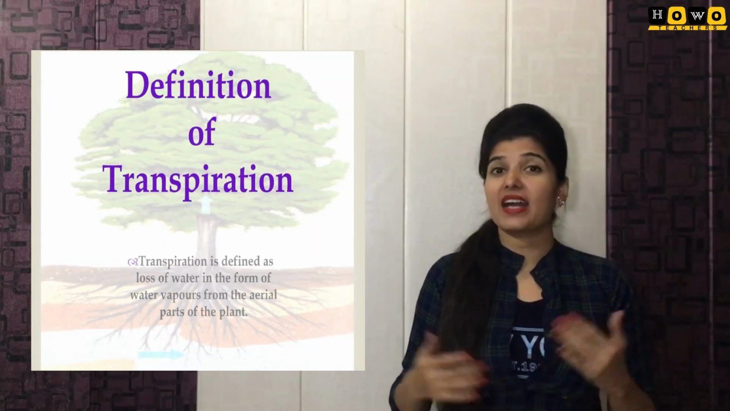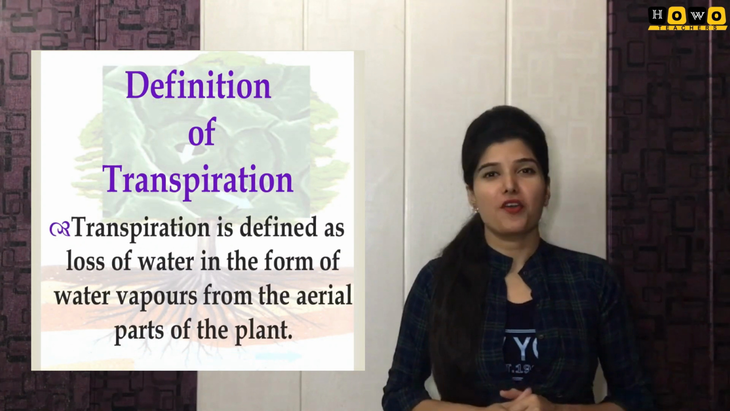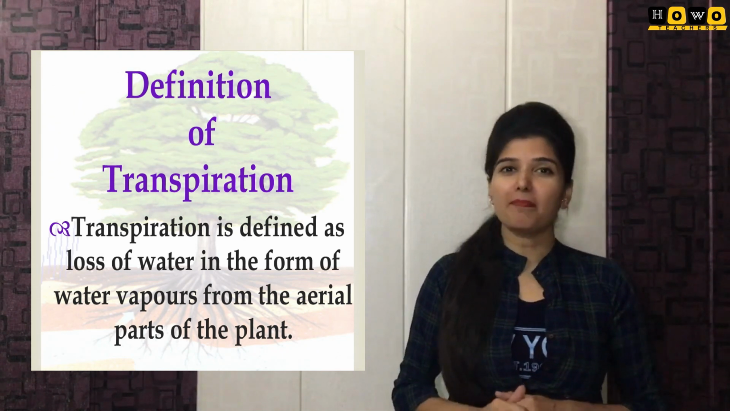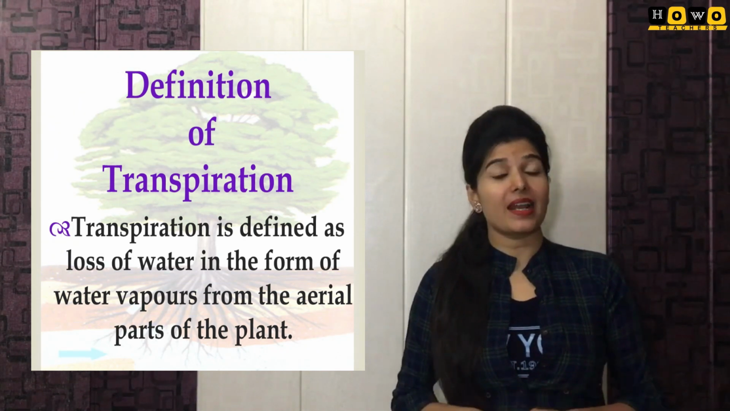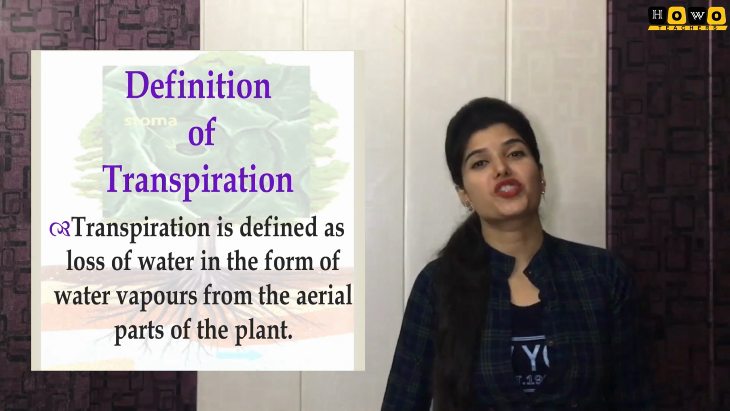Transpiration is defined as the loss of water in the form of water vapors from the aerial parts of the plant. Students, aerial parts means the parts that are exposed to air. For example, leaves. Students, I will be dividing the complete chapter into 4 parts.